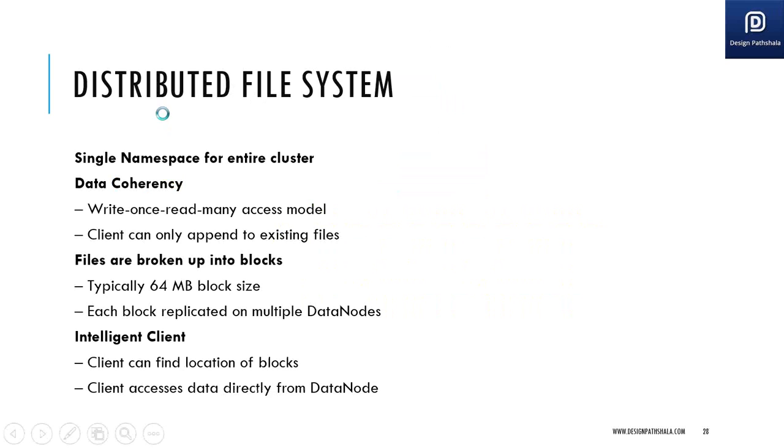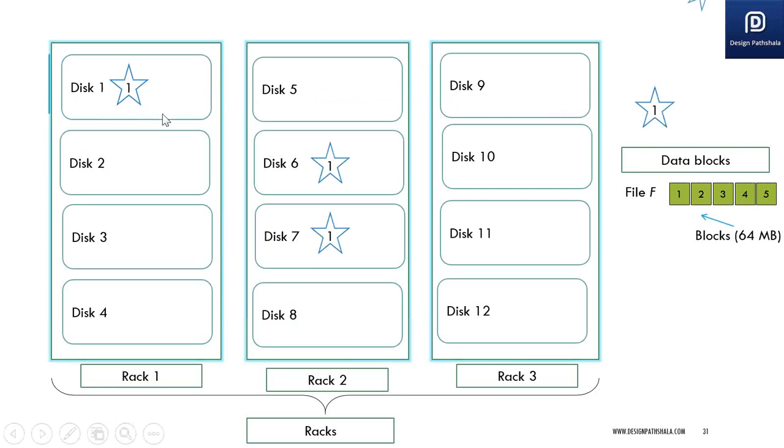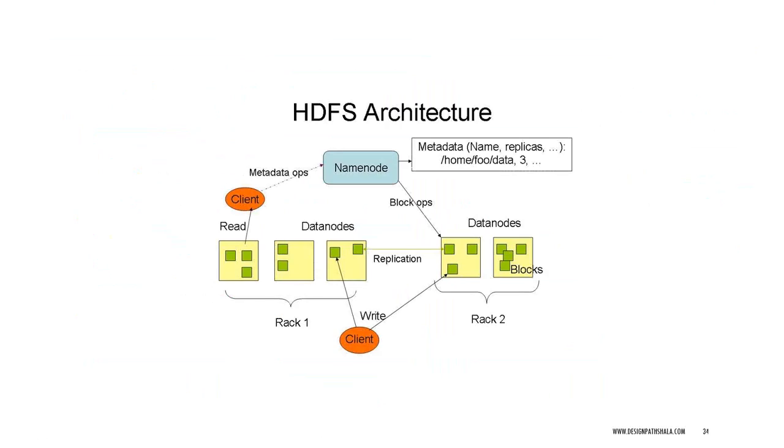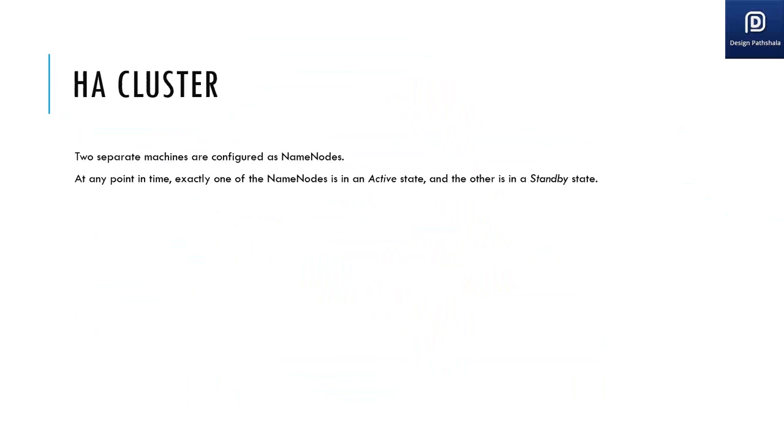So with the 2.x architecture, there's something called HA, that is high availability. In that case, although there is something similar to the secondary name node, it is not called a secondary name node. It is called a standby node. So there are two name nodes, both called name nodes only. One is always in an active state, and the other is in a standby state.